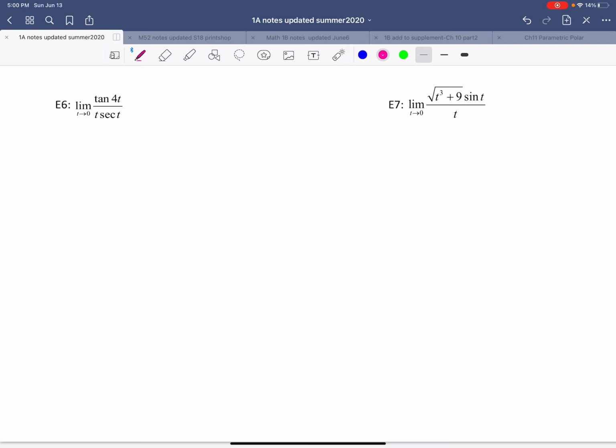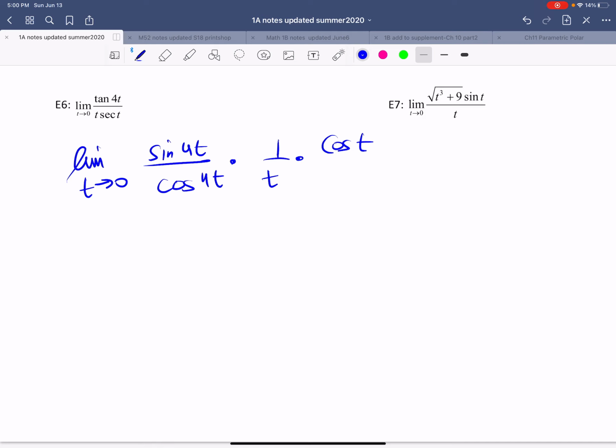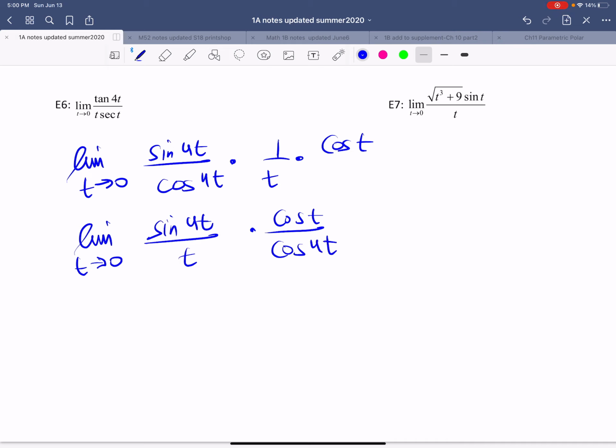Next example, we have tangent 4t over t secant t. So let's go ahead and break up the tangent 4t: sine 4t over cosine 4t times 1 over t. And secant is 1 over cosine. If I have secant, 1 over secant will be cosine. So I'm writing 1 over secant as cosine of t. Okay, now again, a little bit of shuffling, moving things around: sine 4t divided by t times cosine t over cosine of 4t.